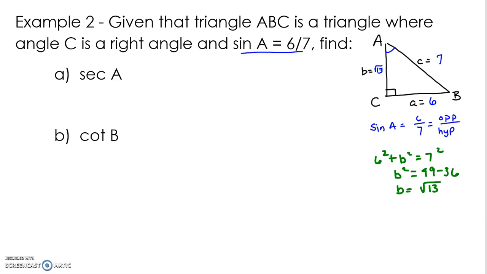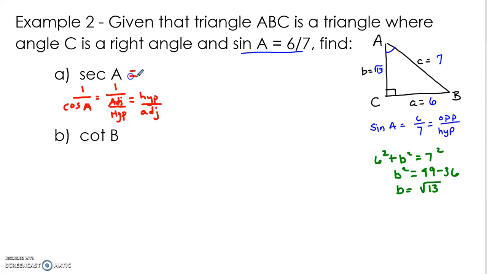In this first one, it says the secant of A. Let's figure out what the secant is. If I can't remember exactly, I can say secant is 1 over the cosine of A, so it's the reciprocal. Really what I'm doing is 1 over the adjacent over hypotenuse. Cosine is adjacent over the hypotenuse, so the reciprocal is just going to be the hypotenuse over the adjacent.